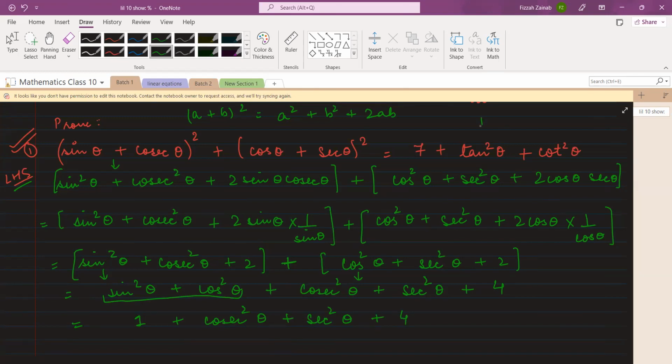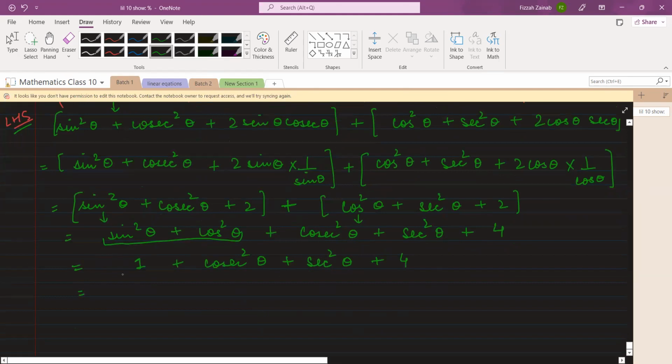Now, as you can see, right hand side, you have tan and cot. That means you have to change this cosec and sec. All right. Okay. So now this 1 plus 4 will become 5. So I'm writing 5 here plus this cosec square theta can be written as 1 plus cot square theta. Now sec square theta will be 1 plus tan square theta, right? Now this is 5 plus 1, 6 plus 1, 7 and plus tan square theta plus cot square theta, which is equal to RHS.